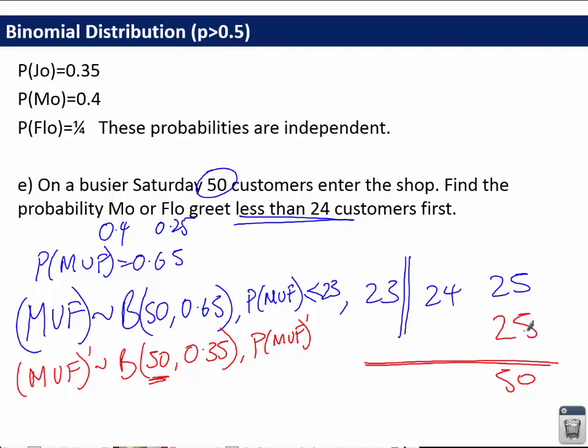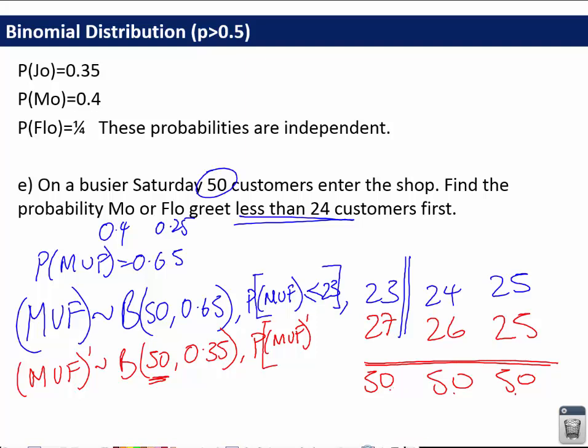Okay, good. Now, if 24 trials occur when Mo or Flow, then how many trials don't occur? 26. 24 plus 26 is 50. Excellent. Now let's try that again. If 23 trials occur, then it must be 27? Yep. Excellent. So at every single occasion, 50 trials occur, and we can work out what some of them are.